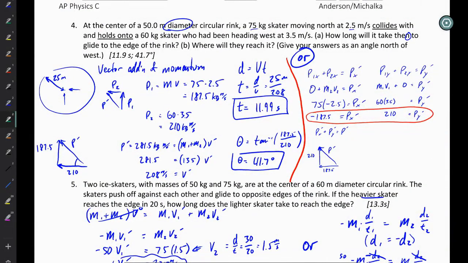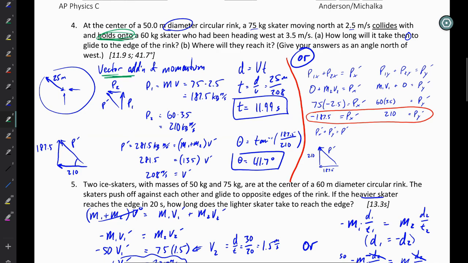Number 4, we've got two-dimensional momentum. We've got two objects which combine. Collides with and holds on to, right? So two people are coming towards each other at a right angle, and they stick together and move off in each other's arms as they careen across the rest of the rink. And so one thing that we've got to figure out is what is the final momentum, and more specifically, the direction that they're traveling.